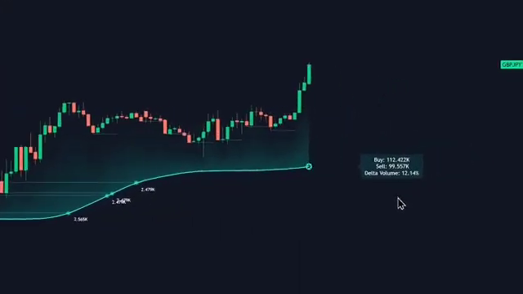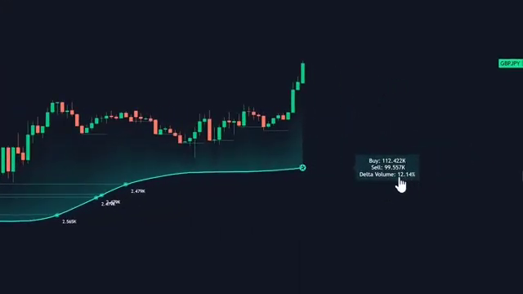Also, with this number at 12, it's so close to the limit for ranging markets. In my experience with this indicator, whenever the delta volume for bullish trend drops below 10%, it's no longer a trending market. It becomes a ranging market disguised as a bullish trend.